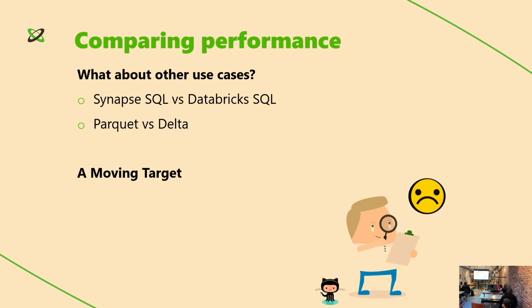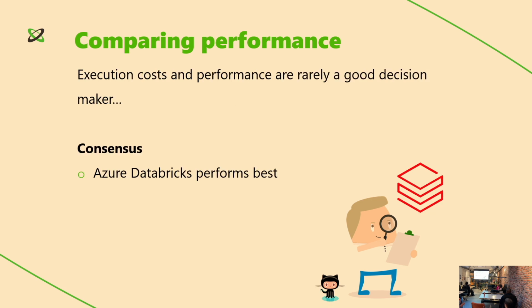And even if we were to test all of these things right now, it's a moving target. I did a similar talk, I think, 4 months back, and I tested again. Everything is different. Databricks and Synapse especially, every quarter they come out with a new release, and all of the performance differences are, again, different. So should we really base a decision on performance? I don't think so. I think they are rarely a good decision maker.